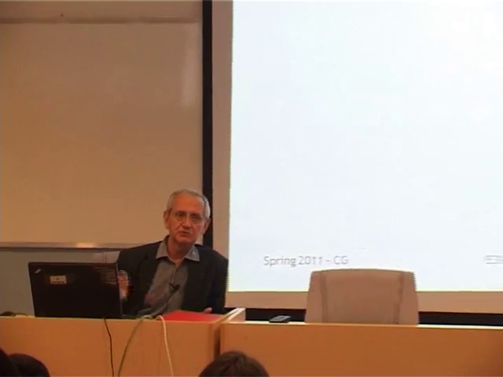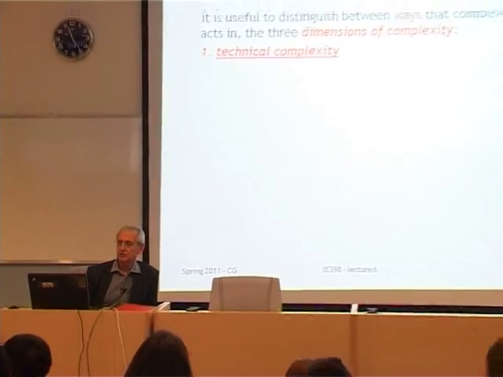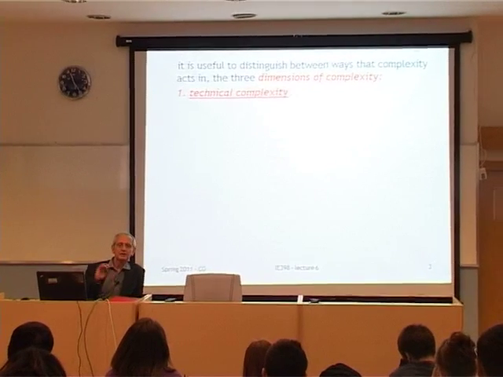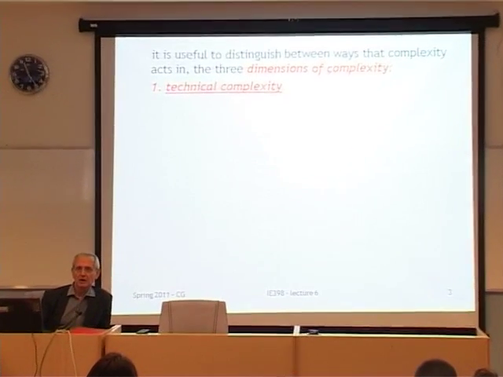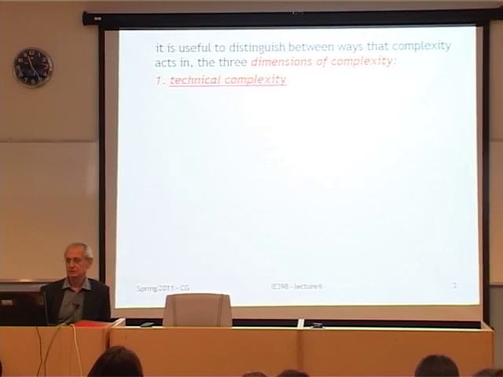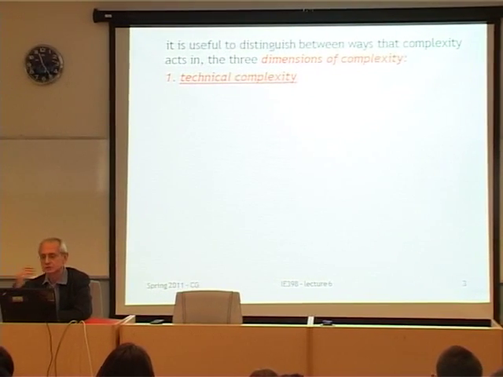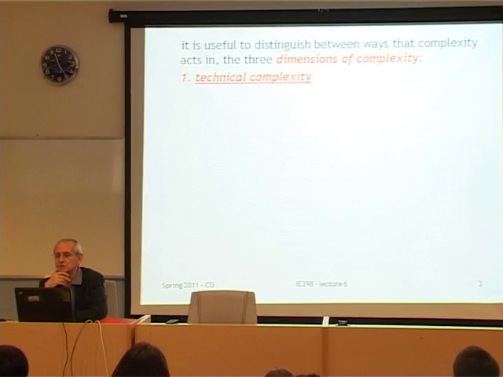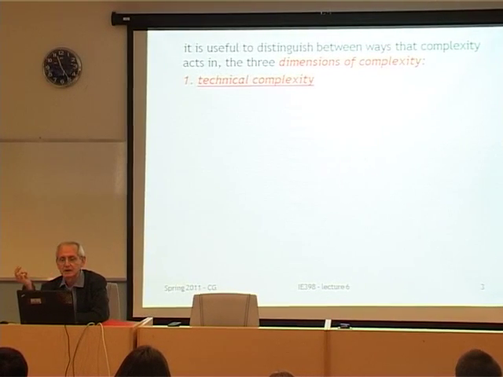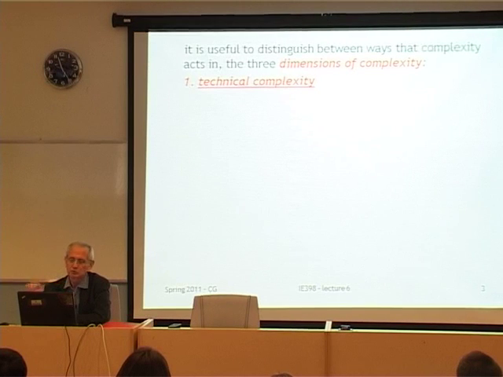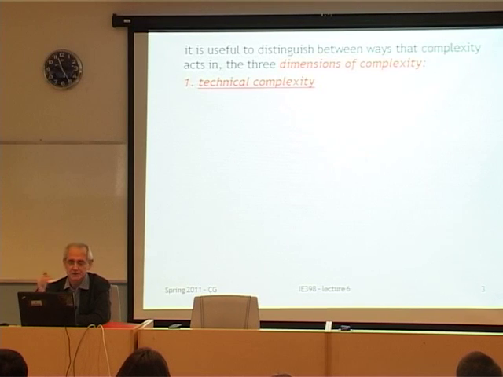Now, I have included here some material which is not in the book. These are concepts which we have formulated during the course of this systems thinking course through the years, in order to understand what we mean by complexity and how it should be addressed using different approaches. We have to understand complexity in operational terms. It is useful to distinguish between ways that complexity acts in the three dimensions of complexity. You will not find these terms in the book or in the literature, dimensions of complexity, but it makes sense.